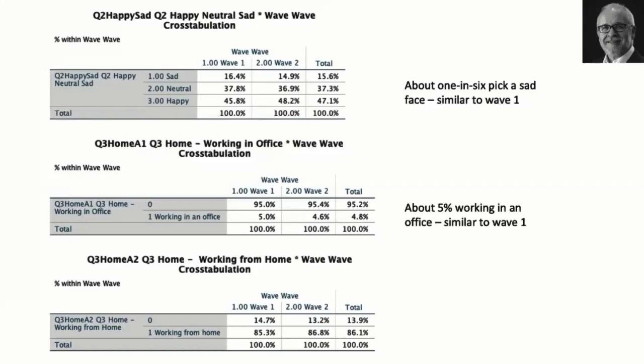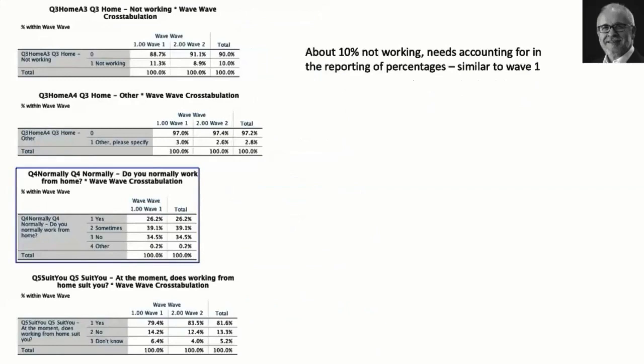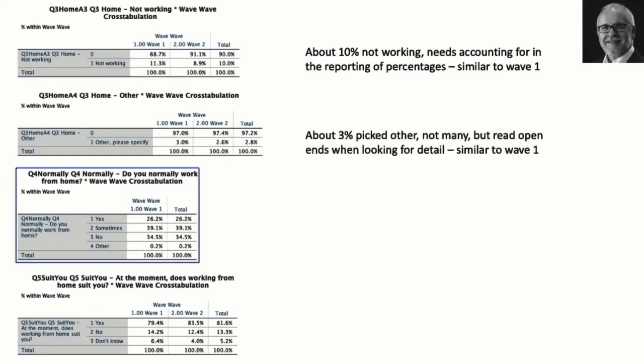On the next table down in there, we see that about 5% of people are working in an office, which is similar to wave 1. I make a note of that. About 90% of people are working from home. That is similar to wave 1, so we make a note of that. Really important note here, it's not a lot of people, but it's a really important feature. About 10% of the sample were not working, so they were at home, but they're not working from home. Now, these percentages are similar to wave 1, and we need to pay attention to that when we are looking at the base for different questions. About 3% picked other.